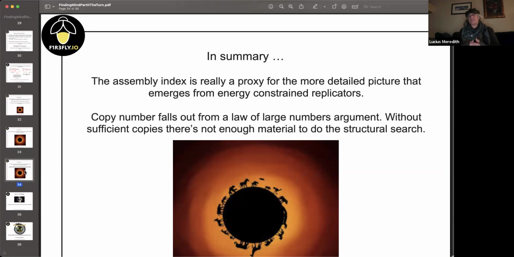And the reason you need high copy number falls out of basically a version of the law of large numbers. If you don't have sufficient copies, there's not enough material to do sufficient structural exploration. That's why you need the high copy number.